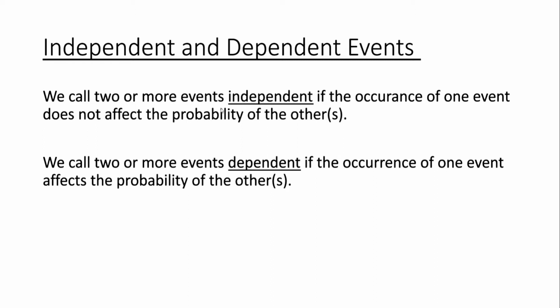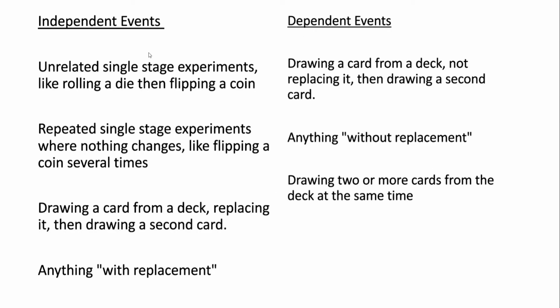We call 2 or more events independent if the occurrence of one event does not affect the probability of the others. We call 2 or more events dependent if the occurrence of one event does affect the probability of the others. Here we have some examples of independent and dependent events.